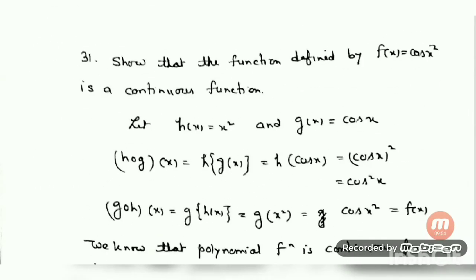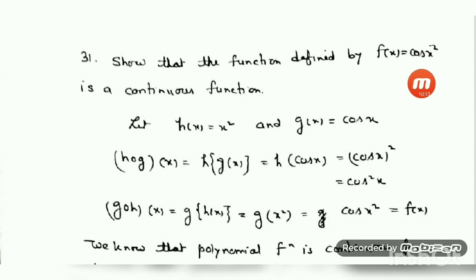Okay, now let us go to the next question. This is the question. Let us read the question. Show that the function defined by f(x) equal to cos of x square is a continuous function. You see, this is not a direct question. So let us try to get cos of x square by using the definition of composite function.